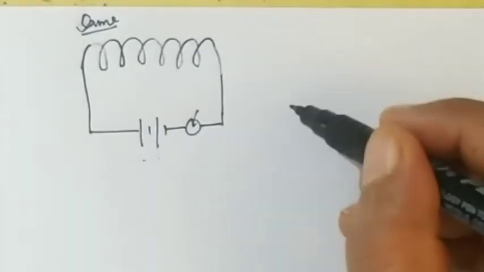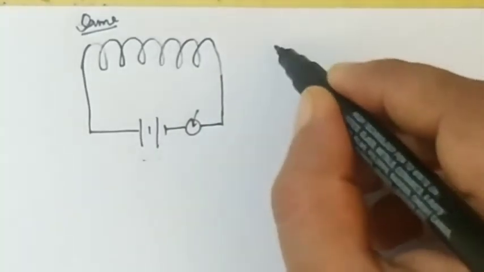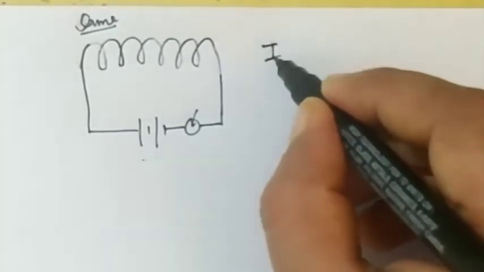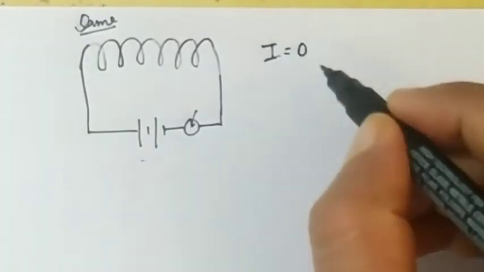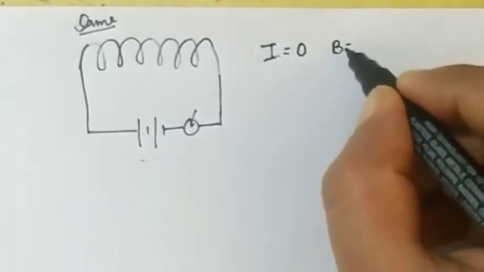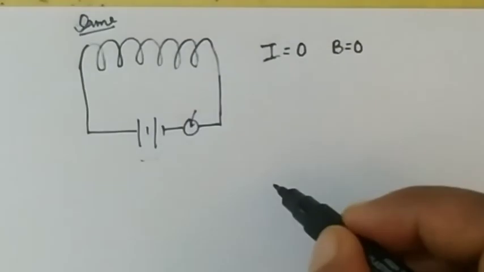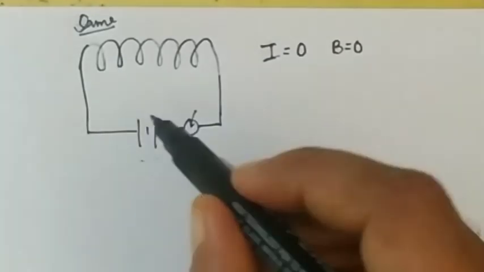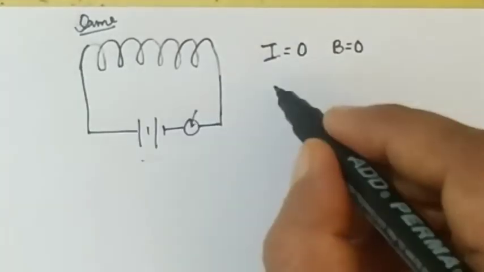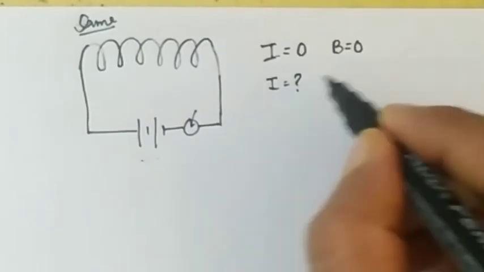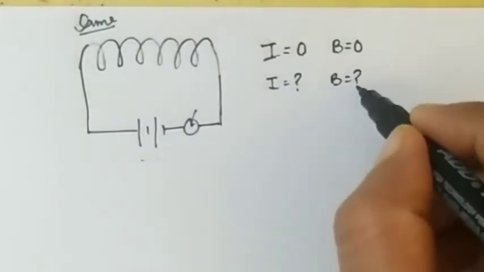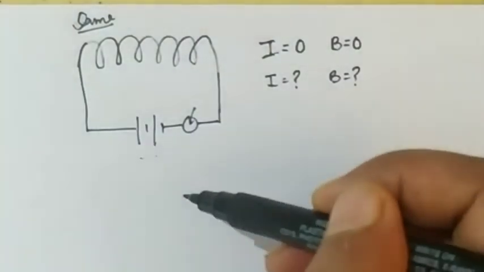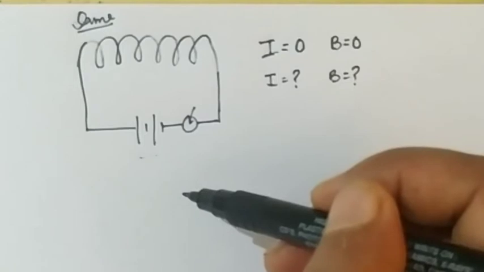So this is a case similar to when there was no current. Initially, when the key was not closed, the current in this electrical circuit was 0, which means the magnetic field is also equal to 0. But as I have closed this key, the current starts building up. Now there is some value of current, so there will be some value of magnetic field, or we can say that there is a change in magnetic flux linked with the coil.